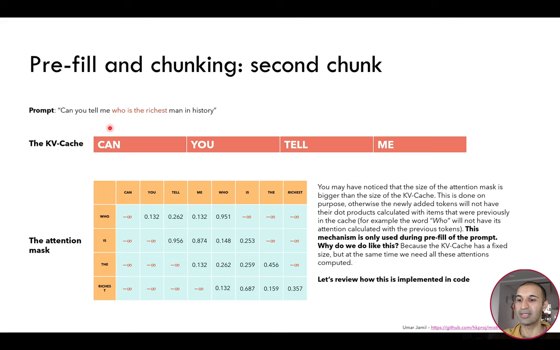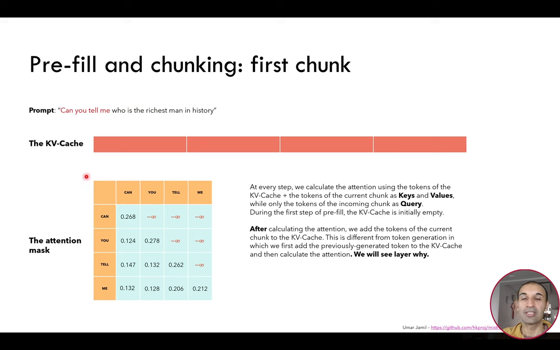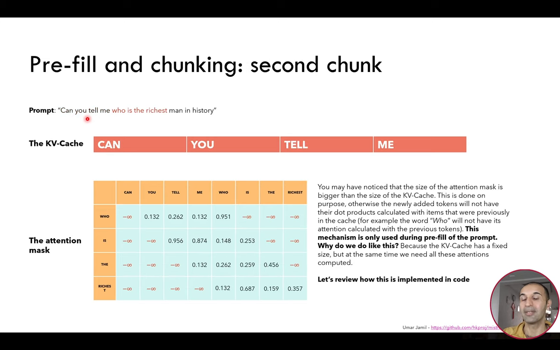So in the next step, we take the current chunk, which is the tokens who is the richest, and we aggregate it with the content of the KV cache using the tokens of the previous chunk. So let me go back. At the first step of this prefilling, we take the first chunk of the prompt, can you tell me. We calculate the attention mask using as query the first four tokens, and as keys and values the content of the KV cache, which is empty, plus the tokens of the first chunk. And then we update the content of the KV cache using the tokens of this chunk after we have computed the attention.